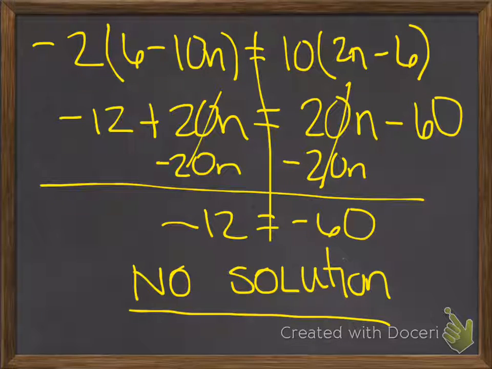Remember on the Unit 1 test we had, is it an open sentence, is it true, is it false? Anytime you have a variable, it's an open sentence, because whatever you put in for the variable will change the value. Here, we worked it out, there are no more variables, it's no longer an open sentence, it's either true or false. If it's true, identity. If it's false, no solution. Question?